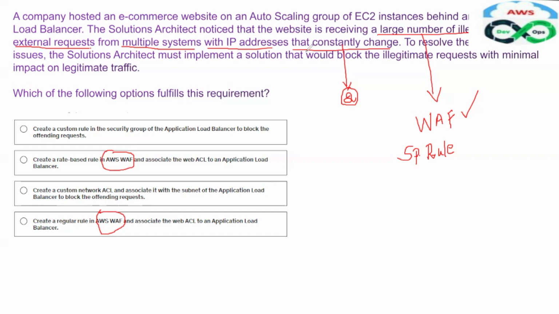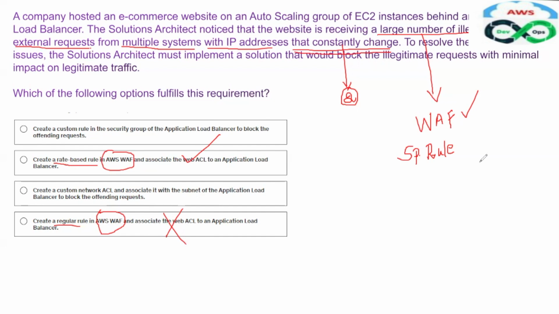So as we saw here, the IP addresses are constantly changing, right? So in order to really understand from which IP we are getting an unauthorized request, we have to go for a rate-based rule. Okay, so that is the reason this is the correct answer. You have to go for a rate-based rule in WAF and associate the web ACL to the application load balancer. Since option 4 is a regular rule, which is not going to work in this case, 2 is the correct answer.